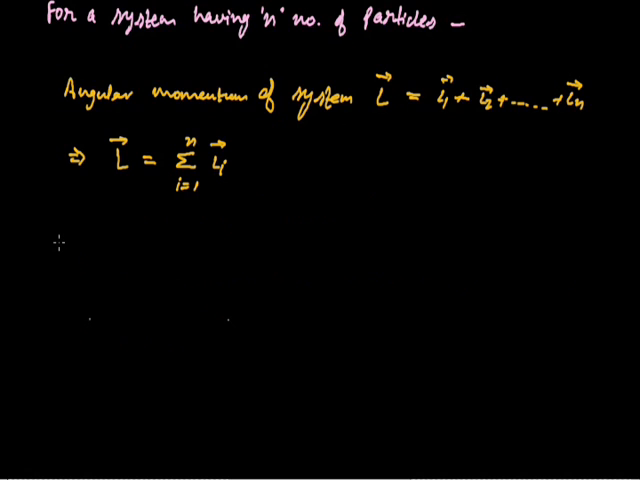Now let us denote the angular momentum in terms of linear momentum. Then we can express the above equation as L equals sigma i equals 1 up to n, ri vector product with pi. The position vector of each particle multiplied by the linear momentum of that particle gives the vector sum of angular momentum of all particles.